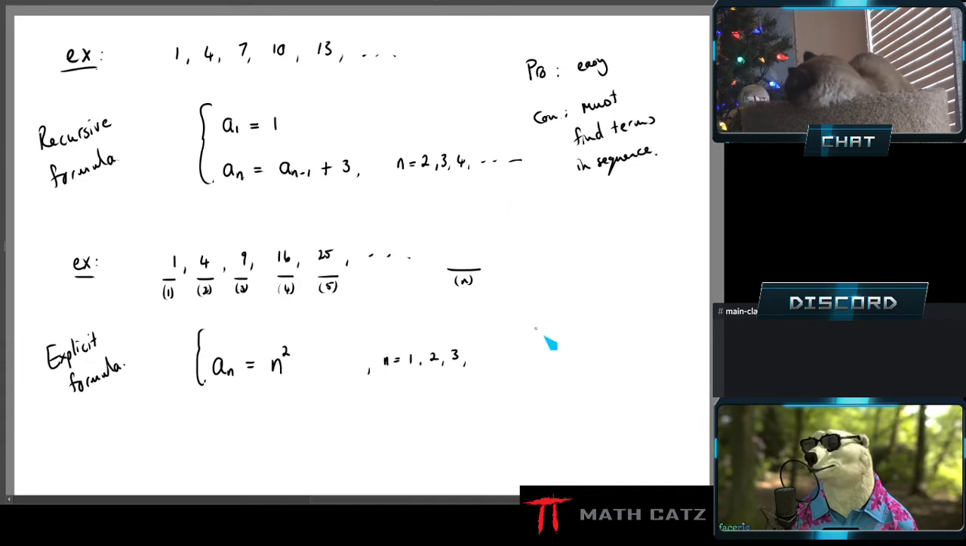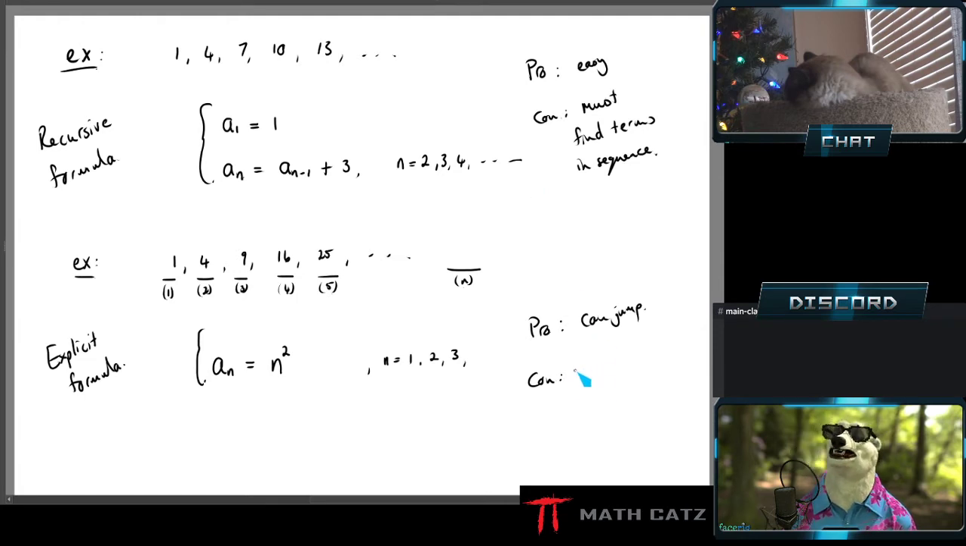When it comes to the explicit formula, pro and con. The pro is that it fixes the con of the other one. I can jump to wherever I want because all I need to calculate the term is the position. If you want to be in position 1000, you don't need to know anything that happened before that. You use the position you're in. Simple. So it has that efficiency, that flexibility that the recursive formula simply does not have.